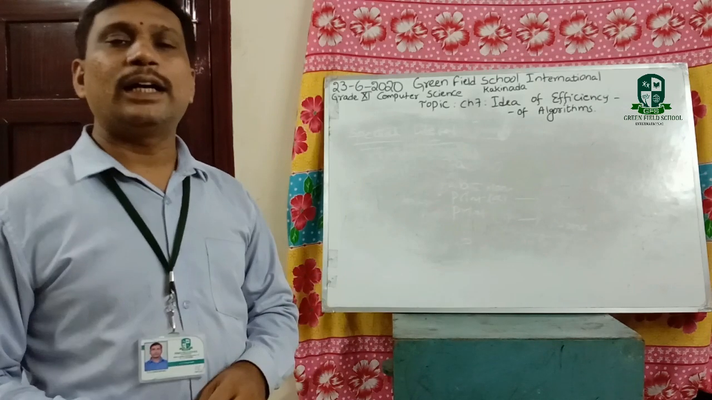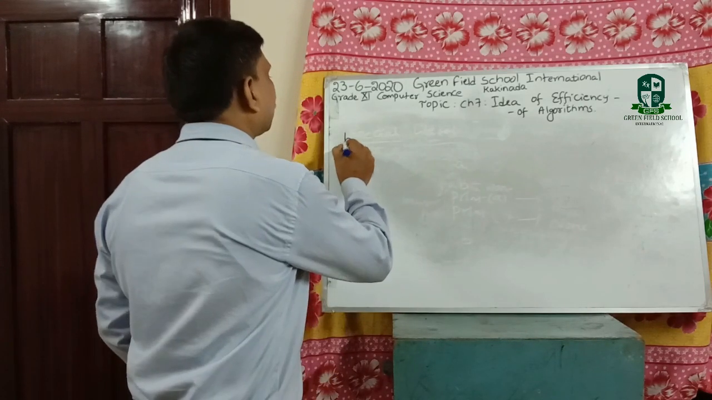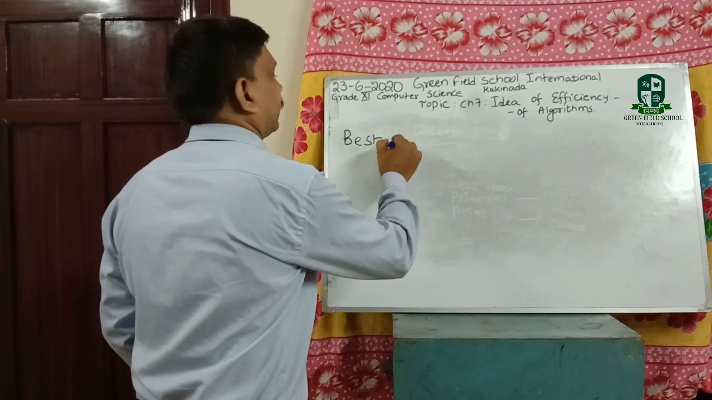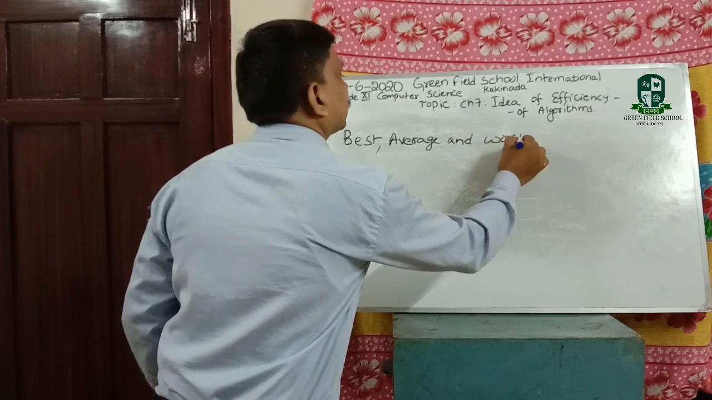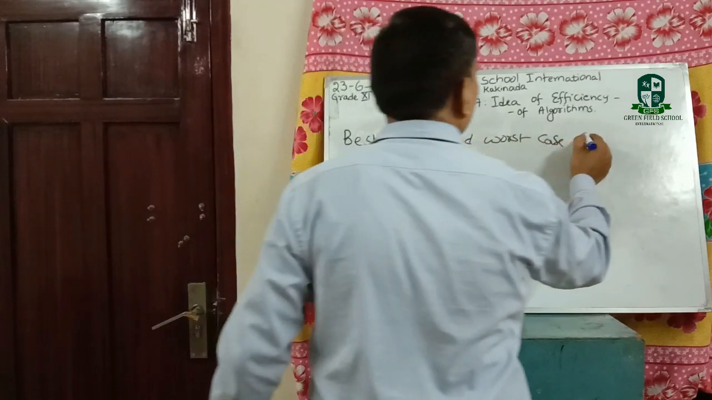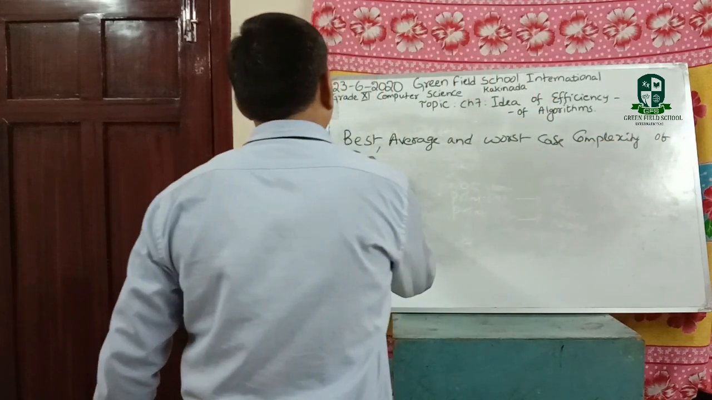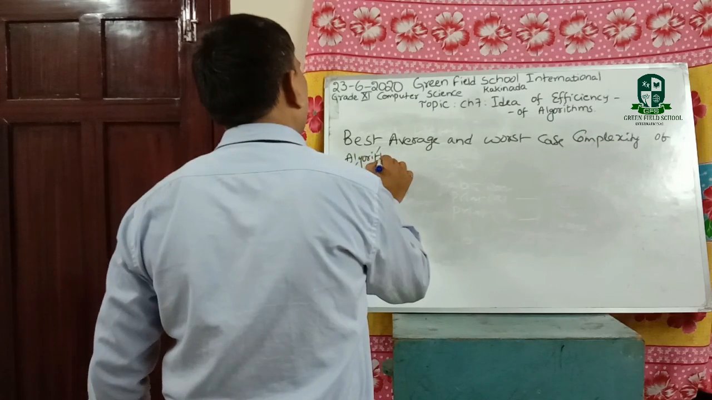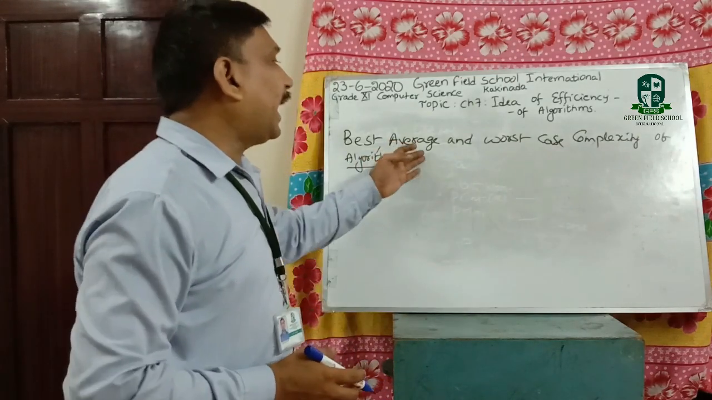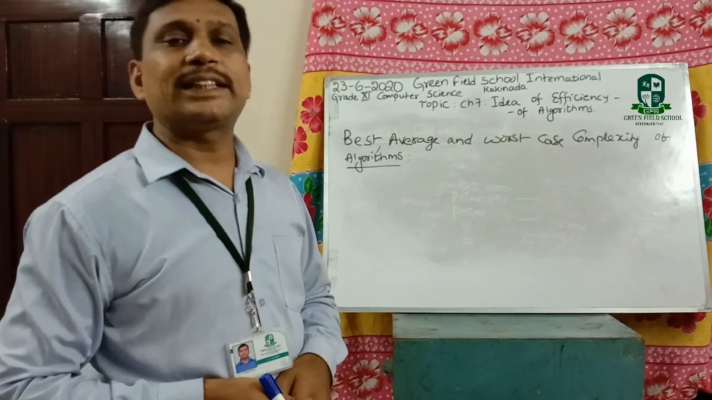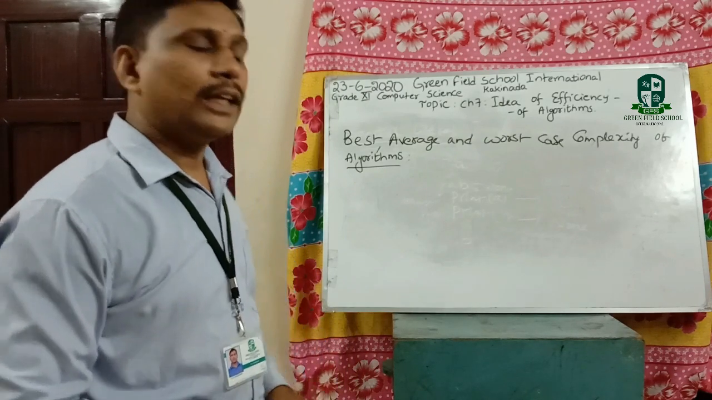Today we discuss the concept of best case, average case, and worst case complexity of algorithms. In this we consider through examples which is the best one, which is the average, and which is the worst case when we calculate the complexity of the algorithms.